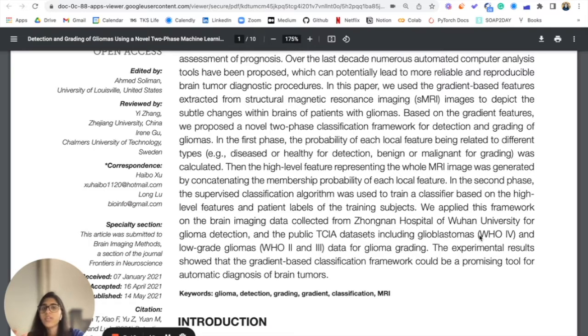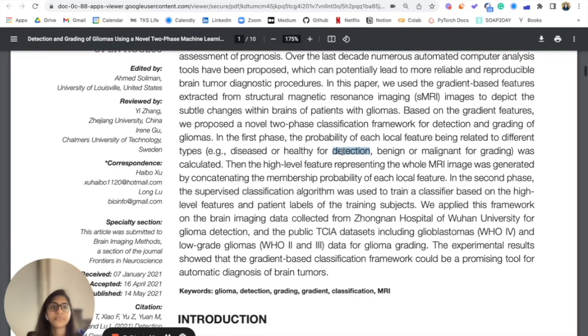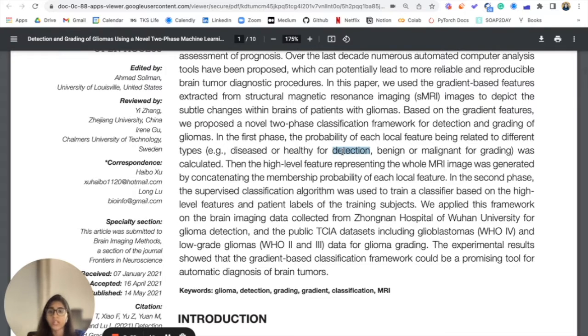They're looking at each of them, using an HOG, which is the histogram of oriented gradients. I'll talk a bit more about this because this is just the abstract. They're using that to find insight, asking, is this diseased? Is this malignant? Is this benign? So it's malignant or benign for grading, or diseased or healthy for detection, depending on what the task is. You could do either of them with this novel two-phase classification network. For each cell, that's what they're doing.